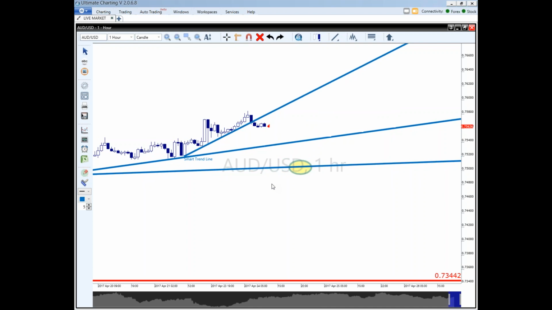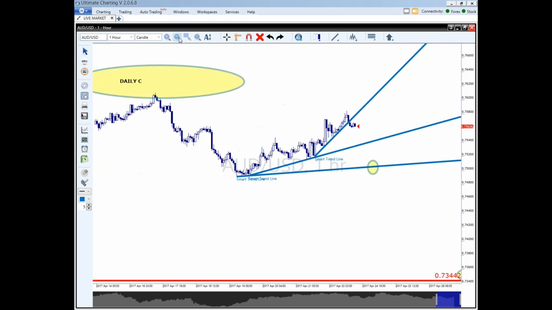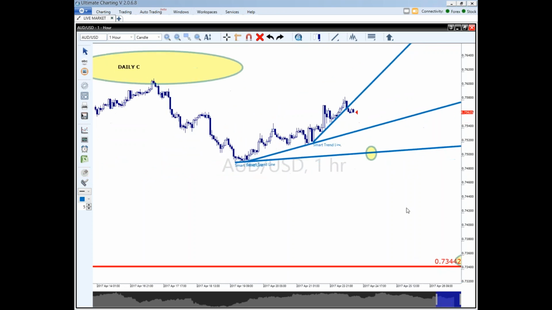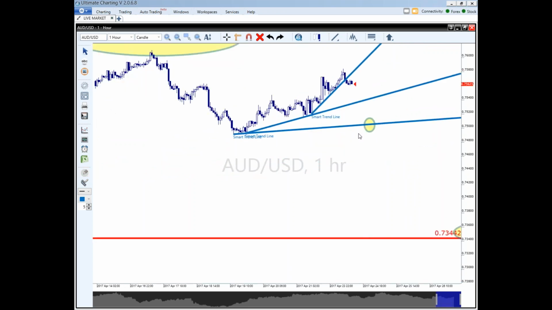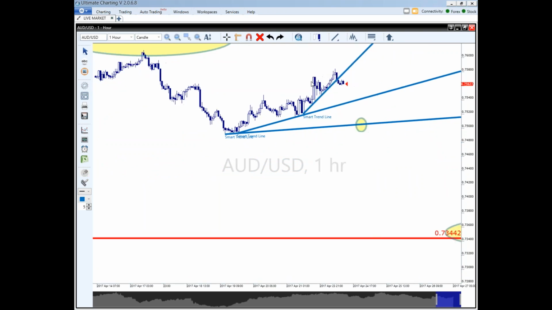If that breaks, then we have that major reversal to head on down towards that daily D extension way down here, about 200 plus pips away from the current live market price. If that makes sense, type in a Y or a yes.